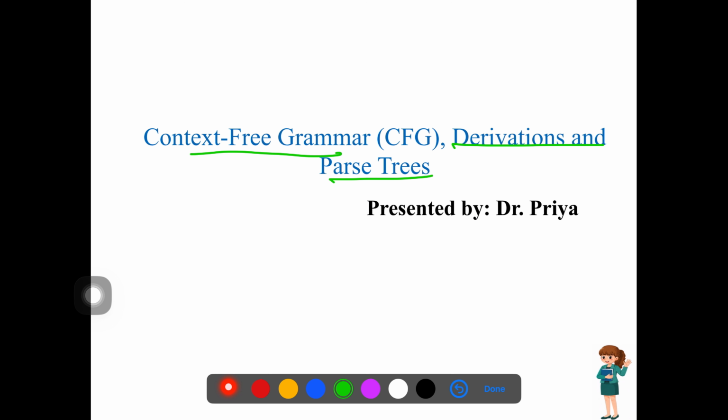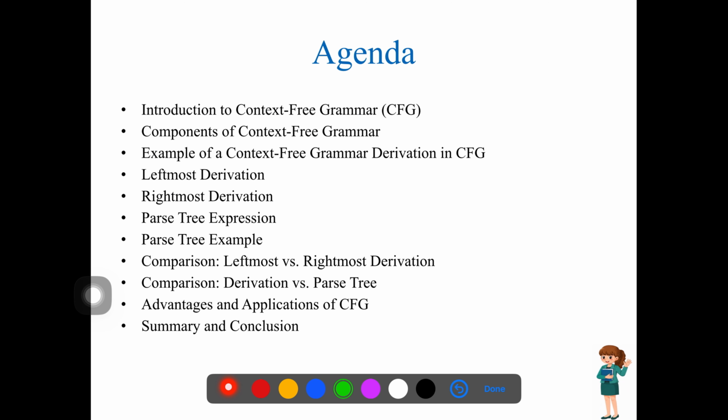Context-free grammar is used to describe the syntax structure of the programming languages, and derivations and the parse trees help the parser to understand and represent the structure of the program. Let us go in detail with the slides and let us understand.